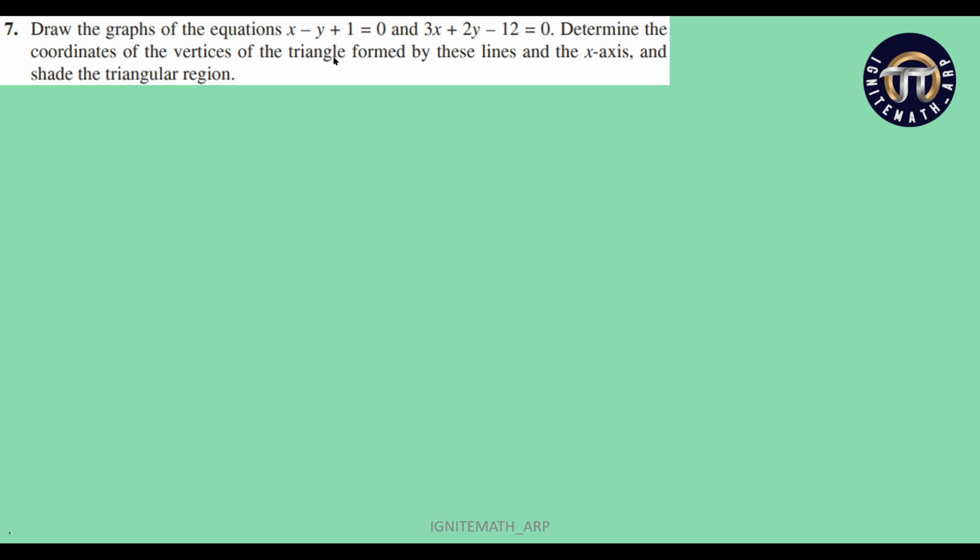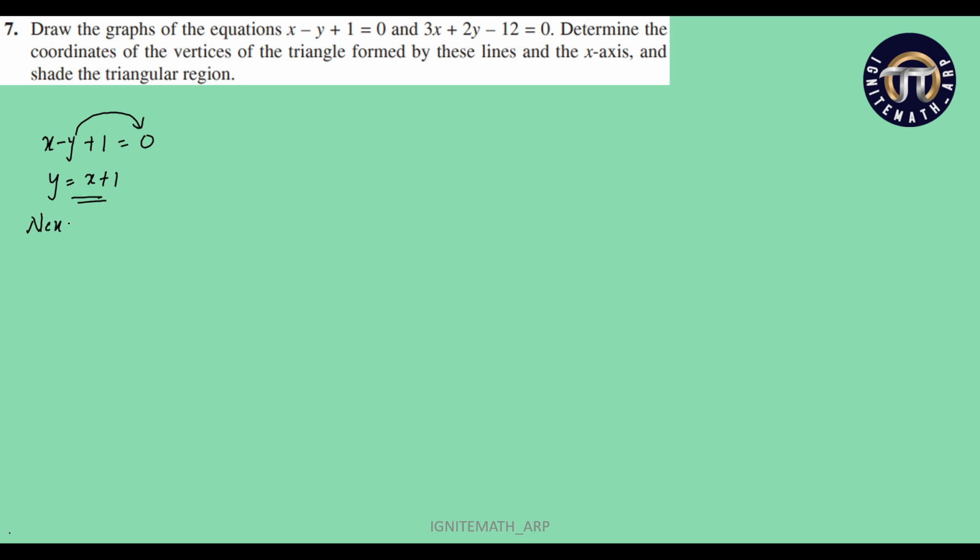Clear children? So what is the first equation given over there? The first equation given to you is x minus y plus 1 equal to 0. Here I can make y the subject of the formula. This y is taken to this side, so x plus 1 is equal to y. So I can write y is equal to x plus 1. Correct children? This is our first equation.